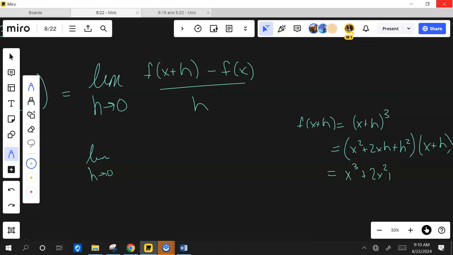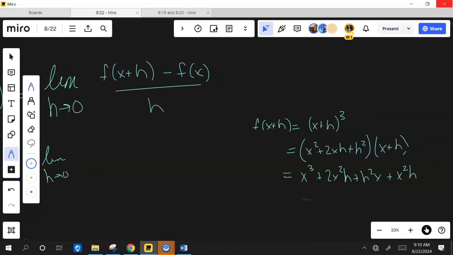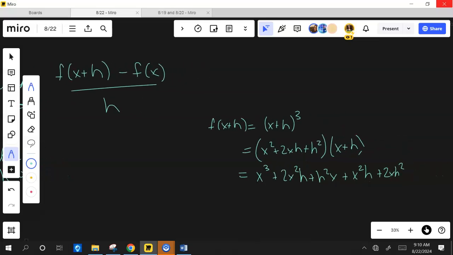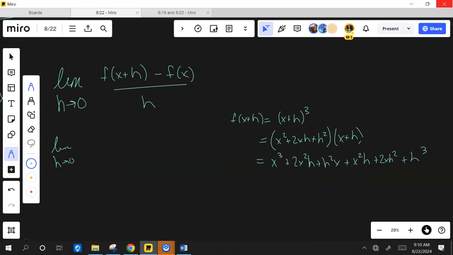All right, I'm just multiplying this out over here. Plus x squared h. I am tweaking right now. I'm doing a whole lot of, yeah, it's all the algebra part of it. Okay.